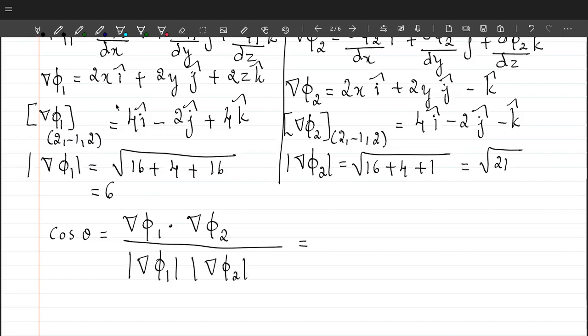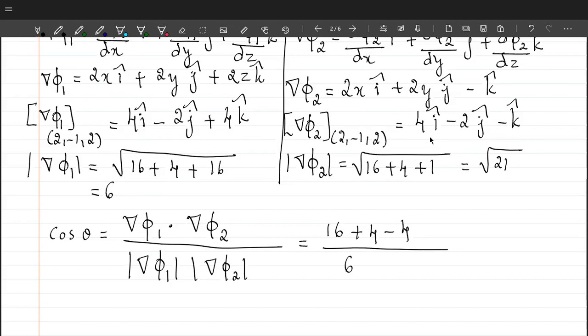So let's calculate that. Del phi 1 at the given point is 4i minus 2j plus 4k cap, and here del phi 2 at the given point is calculated, 4i cap minus 2j cap minus k cap. So what you are doing is you are finding the dot product of this vector with this vector. So what is your numerator? 4 into 4, that should be 16, minus 2 into minus 2 should be plus 4, then 4 into minus 1, so I think you get minus 4 here, divided by the magnitudes.